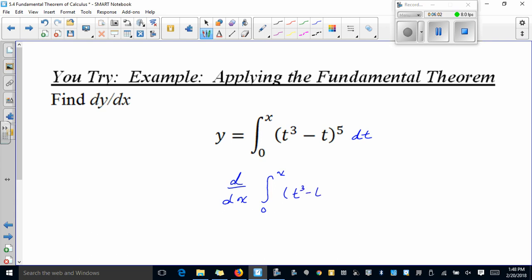There's your answer. Now, you can go the long way through this one if you wanted to. I would not. But that's all we needed. Okay, so again, yes, I forgot my dt.